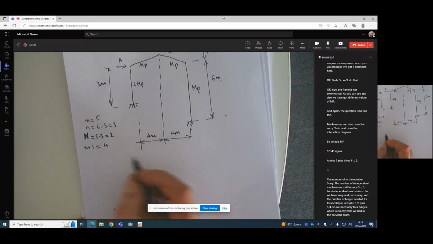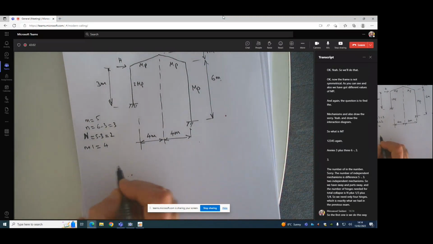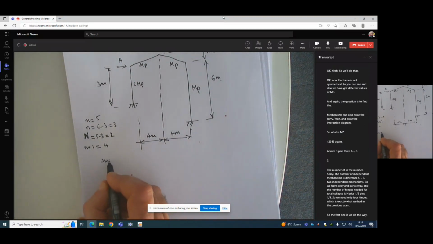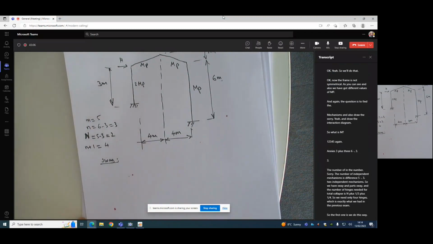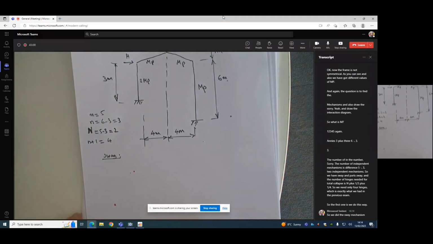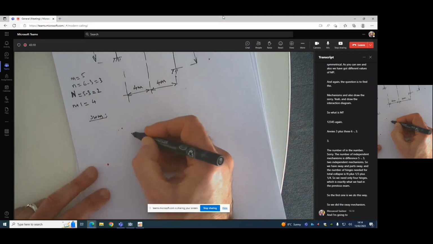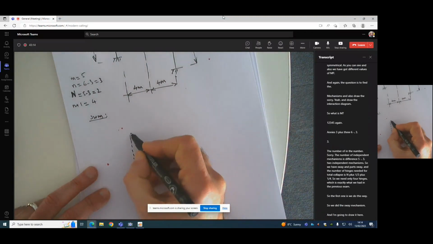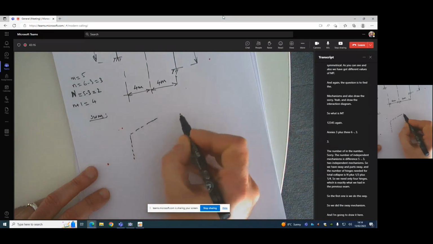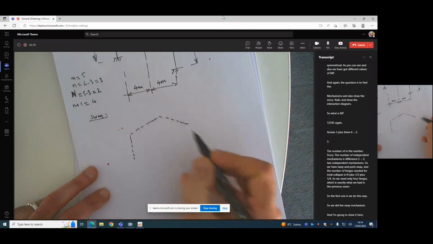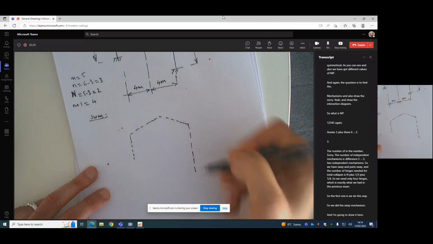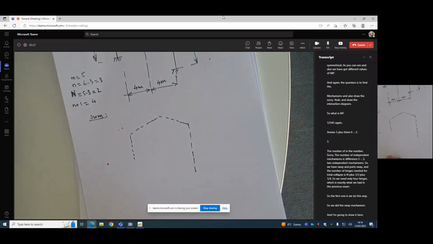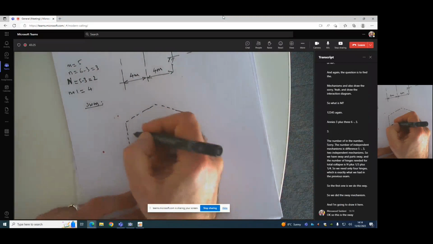So the first one is we do the sway. So we do the sway mechanism, and I'm going to draw it here. Okay, so this is the sway. So we have got this.